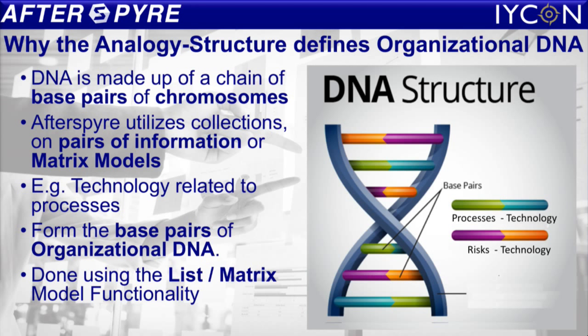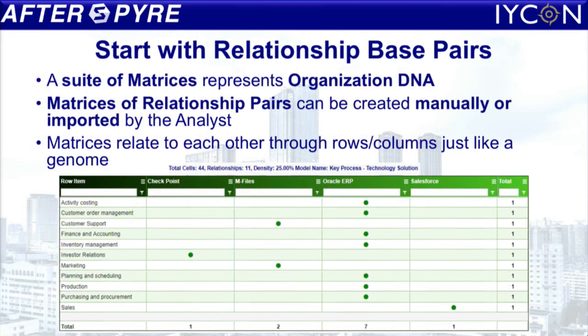And why are we calling this DNA? So the analogy is because DNA is made up of base pairs of chromosomes. Within Afterspyre, we have matrix models which have base pairs. So for example, relationships between processes and technology, or risks and technology. And as you can see here on the matrix model, you have a number of these matrices, so a suite of matrices, and they all represent the organizational DNA together.